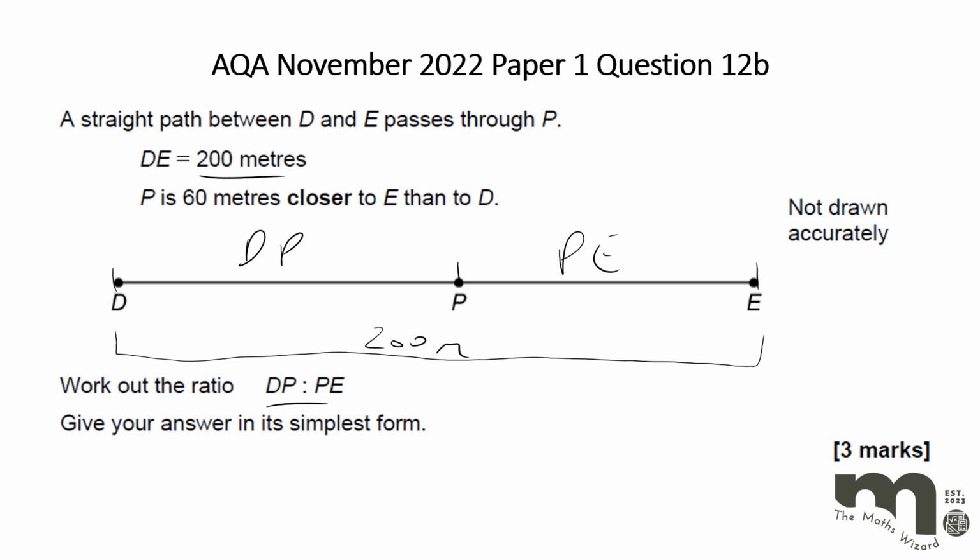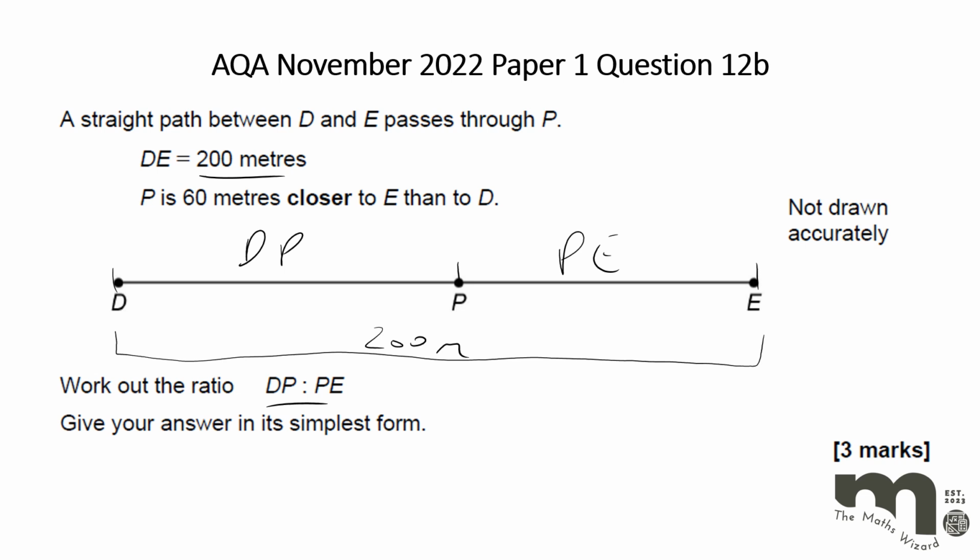Okay, let's take a little look at this then. So if this was a bit more straightforward and it was half, if P was halfway, we would just half that 200, it'd be 100. It's not quite as simple as that though. Now, we know that both of our values have got to add up to 200, but we know that one value is 60 meters more than the other. So we can do this.